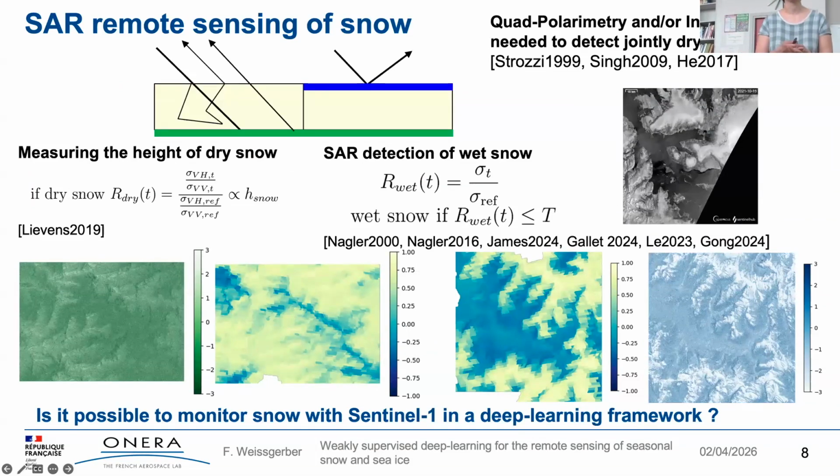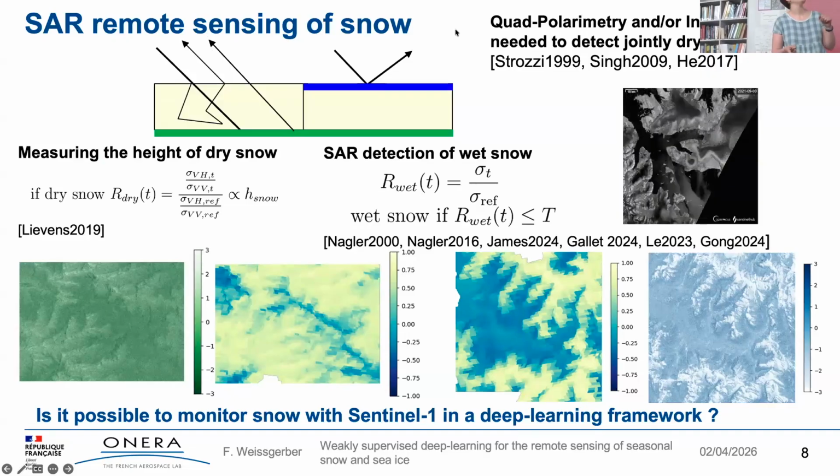We turn to SAR sensors. So how do we monitor snow with SAR images? If we have both polarimetry and interferometry, we can try to detect directly the snow.